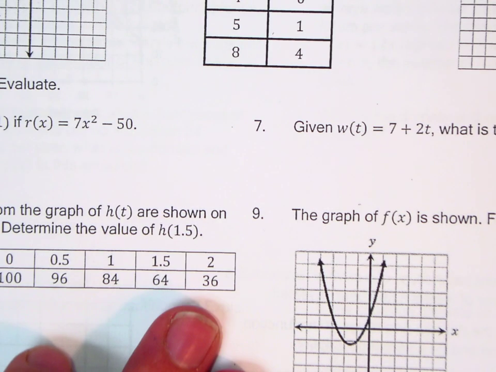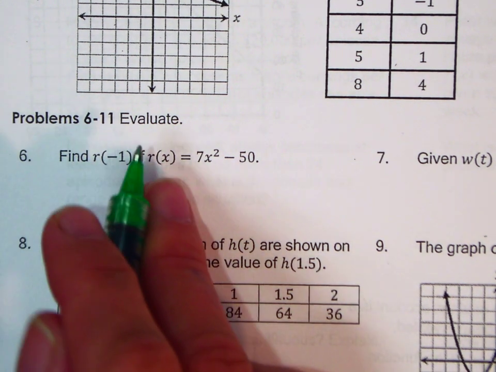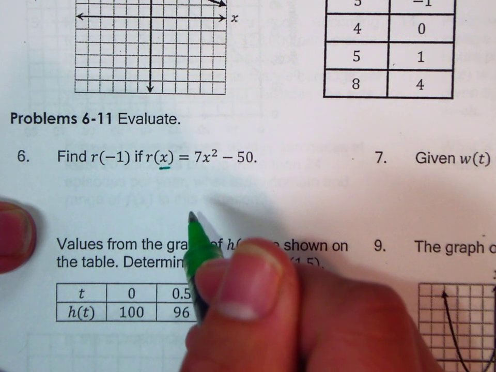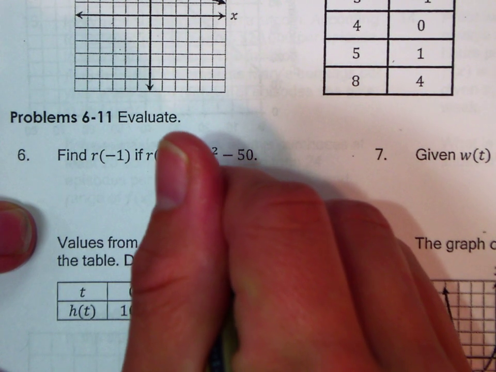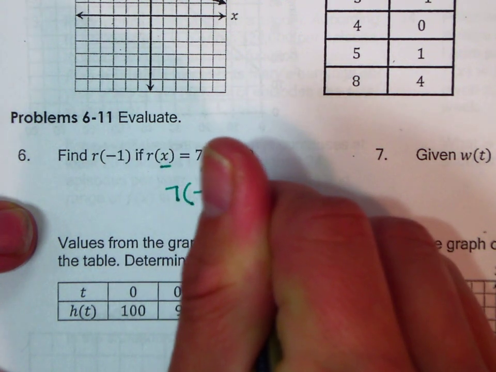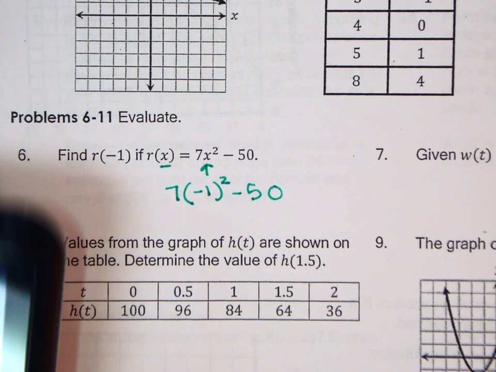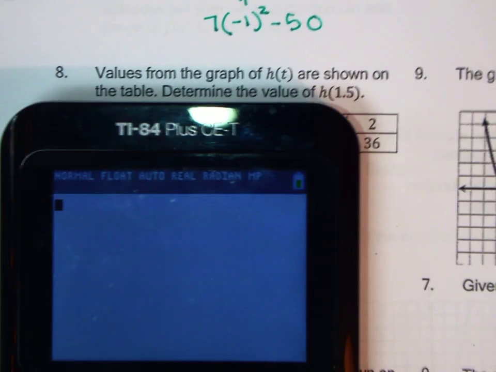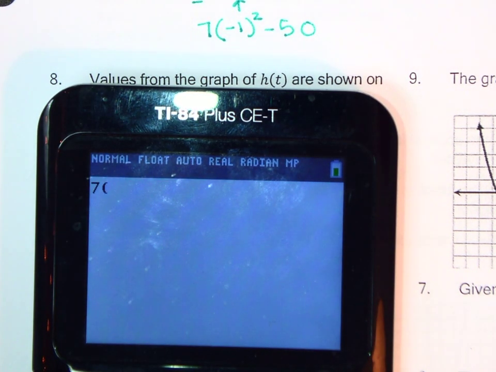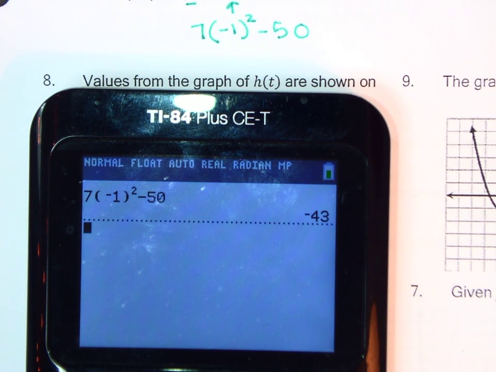All right, on problem number 6, it says find r of -1. So all that means is that in place of x, I'm going to put -1. So right here in place of this x, I'm going to put -1. And I just got to type that in your calculator. Let's see if I can get my calculator screen here. So I'm going to go 7 parentheses -1 squared minus 50. And my answer is -43.